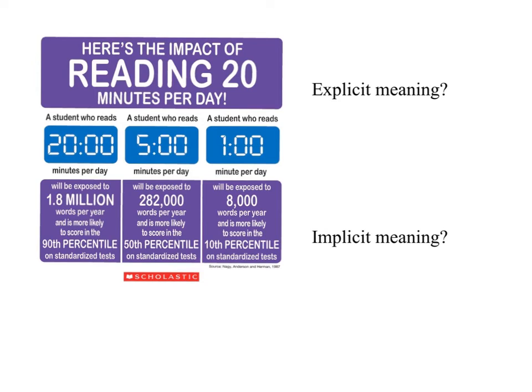What's the implicit meaning I can get from this chart? Well, the more you read, the more words you'll know, and the more words you know, the better you'll perform on tests or any other school-related function. I can also infer that students that don't read will have a much more limited vocabulary, and school is going to be a whole lot harder because they don't have the words to understand what they need to do.